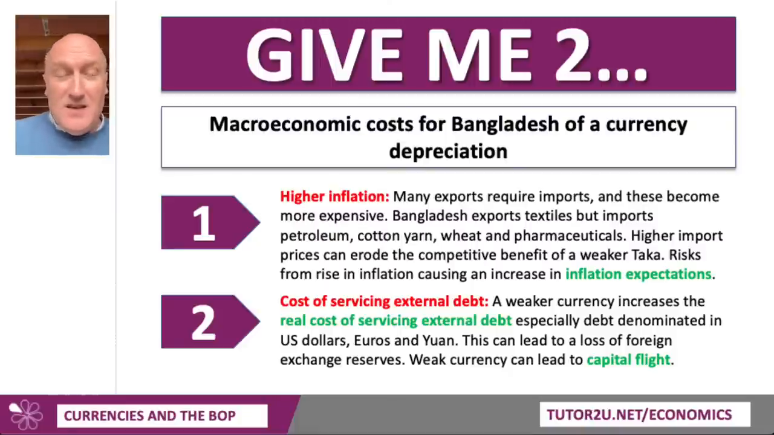And critically, if the taka falls, inflation goes up, you then potentially cause an increase in inflation expectations. And quite a few of you in the chat window did mention the risk of stagflation for Bangladesh, which is a great point. You could use a Phillips curve diagram to show that. And my other point is more on the external side, the balance of payments side, which we've flagged up on this topic for today.